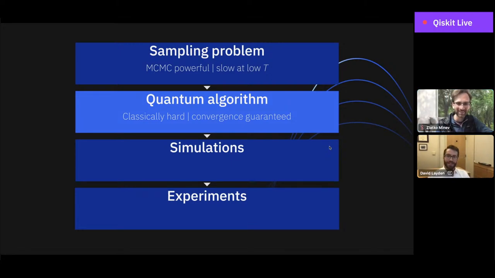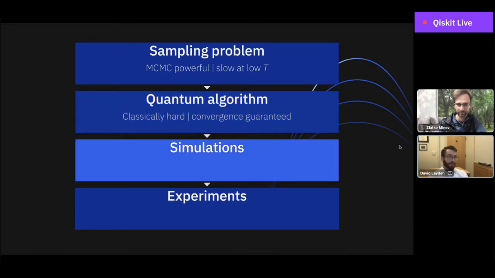All right, sounds good. So to recap, we have the sampling problem that we care about. We introduced this quantum algorithm with the hopes of converging quickly. It is classically hard, or as I said, at least classically uncomfortable, hopefully, to simulate classically. And yet the convergence of the Boltzmann distribution is guaranteed, but how quickly you converge is established empirically. So we're first going to look at that through simulations.